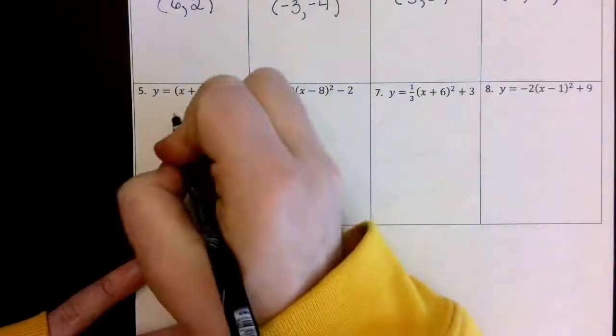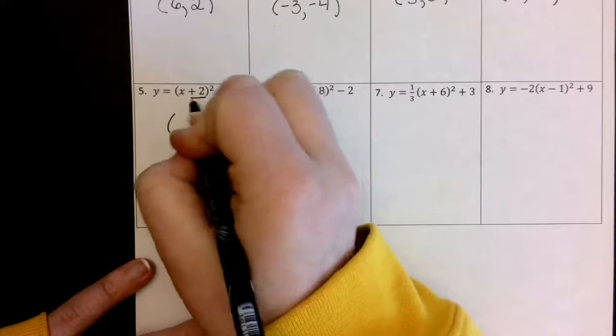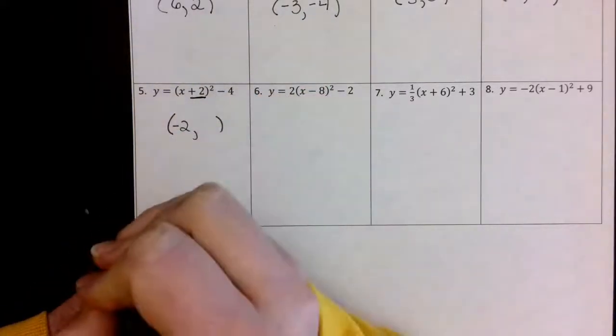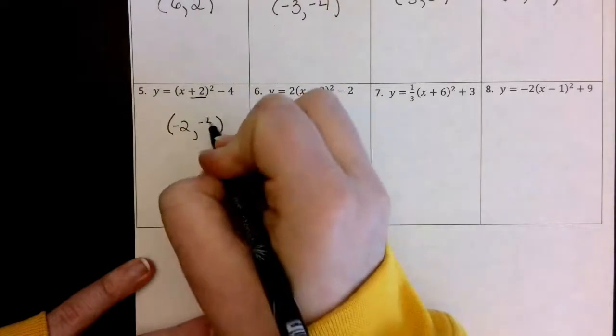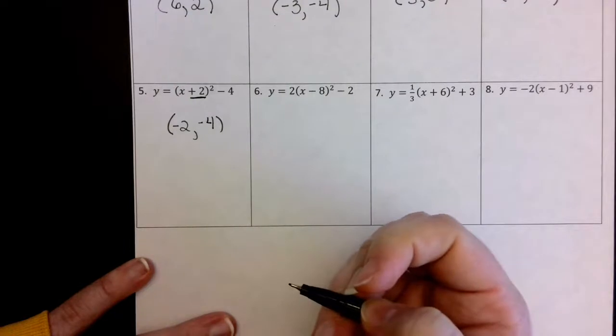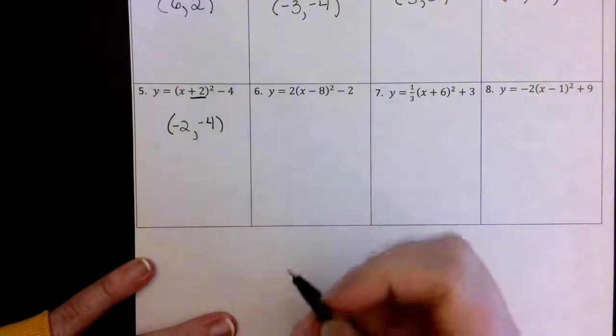Let's look at this one together. My h would be negative 2 since in the function it's positive, and my k is negative 4. Pause the video, try the last 3 by yourself, and then see if you get the same answer as me.